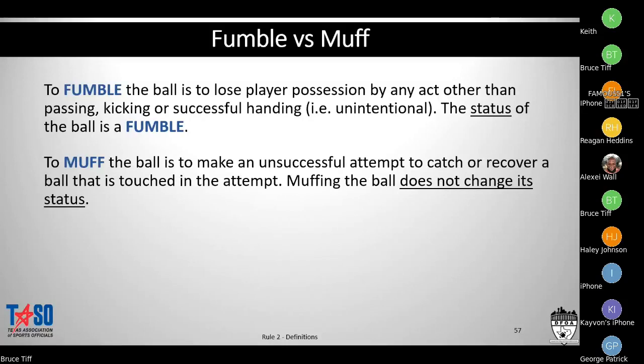Muffing the ball does not change its status. And what you'll hear that term used a lot, where the status of the ball is not changed. Just like on a kick. If a ball gets touched and is not possessed by anybody, that does not change its status from still being a kick. So once it comes in somebody's possession, then you can have a fumble. But until that time, the ball is on a kick play, it's still a kick until somebody possesses the ball, it's not a fumble.